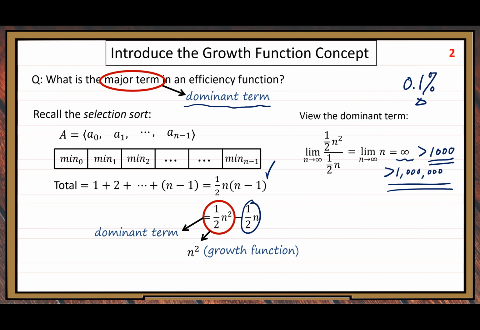Later, when I talk about the growth function, you connect to the dominant term first. Just take the term with the highest degree. After that, another step: dropping the leading constant coefficient. Then you get that growth function.